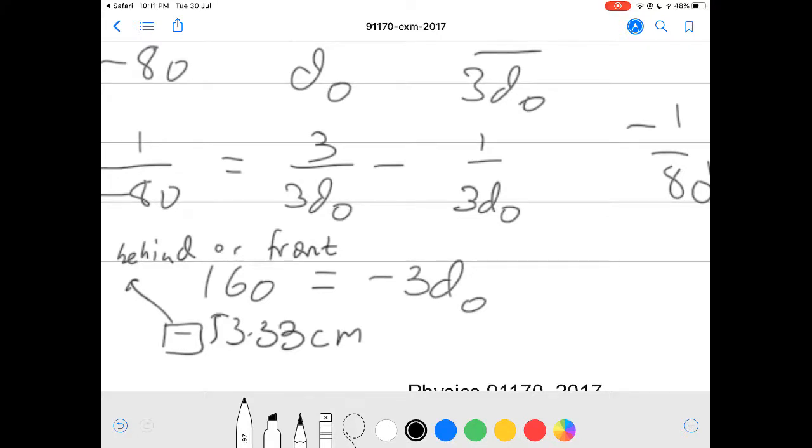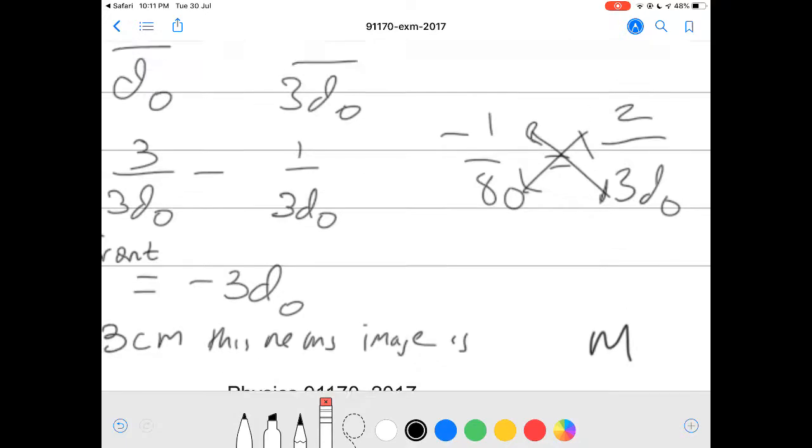That's not really efficient. So you can say the answer comes out to negative 53.33, but you can say that this means the image is 53.33 centimeters behind the mirror.